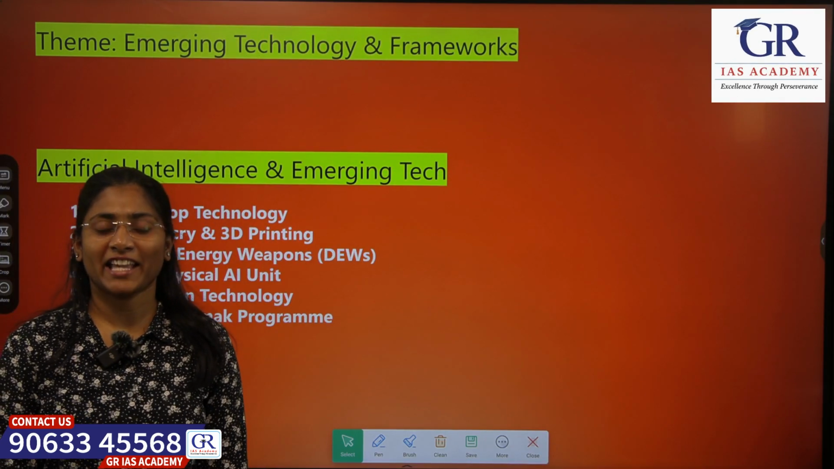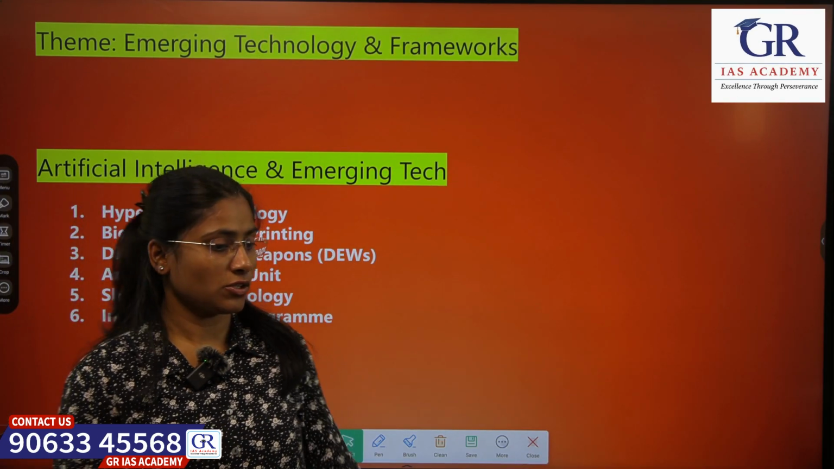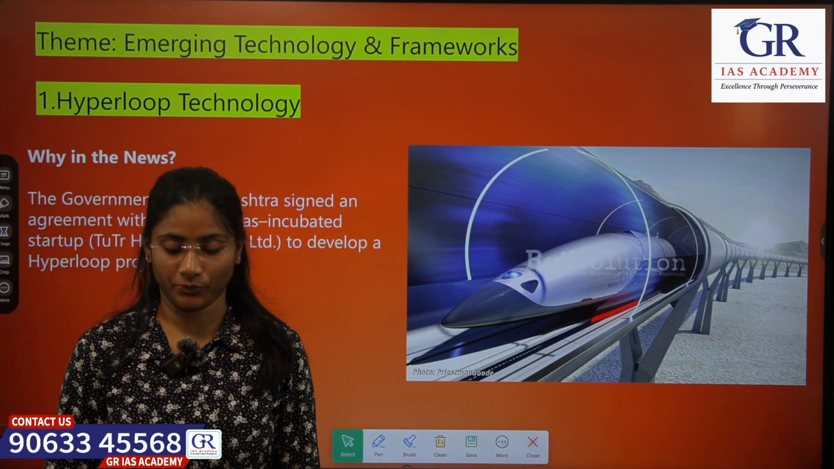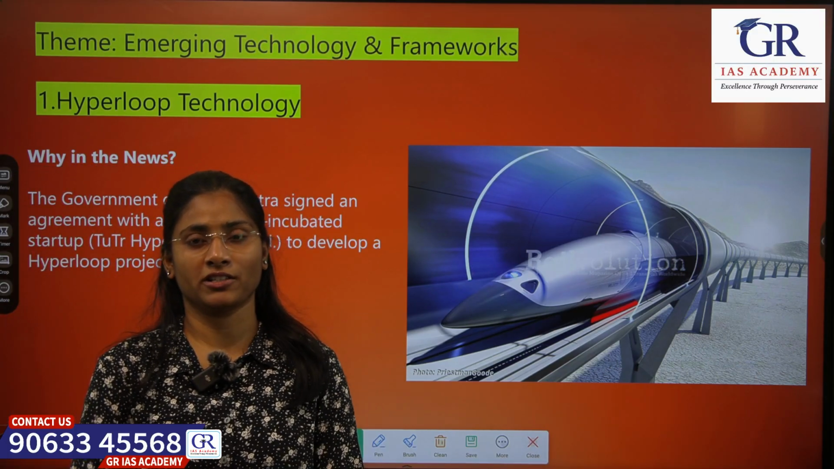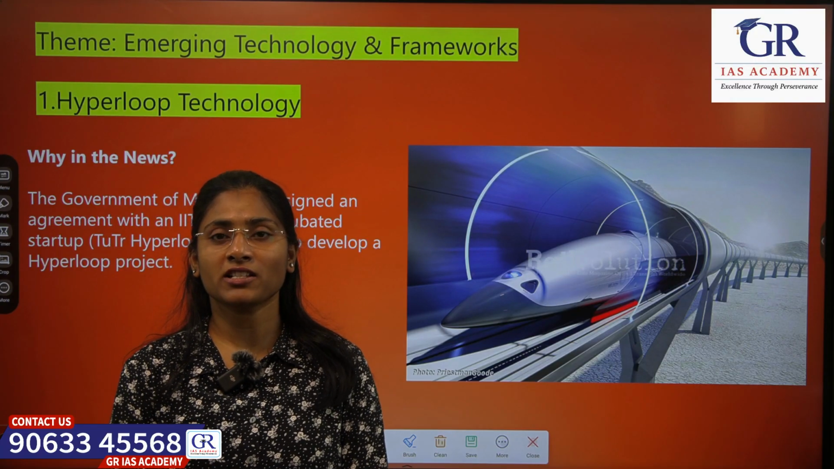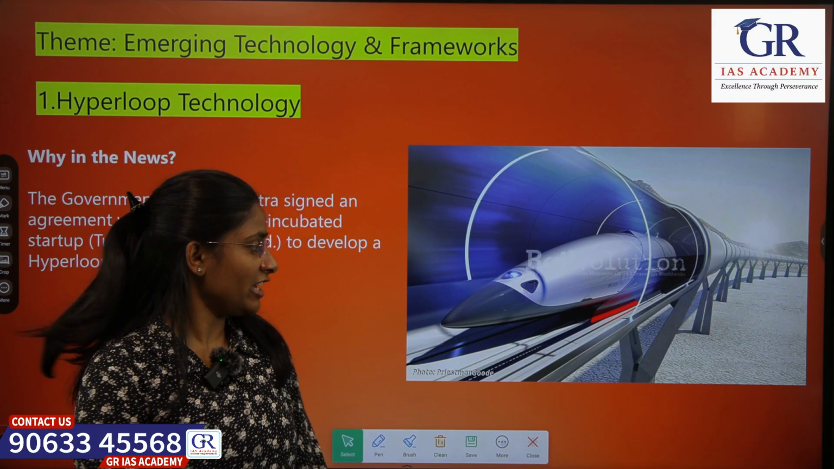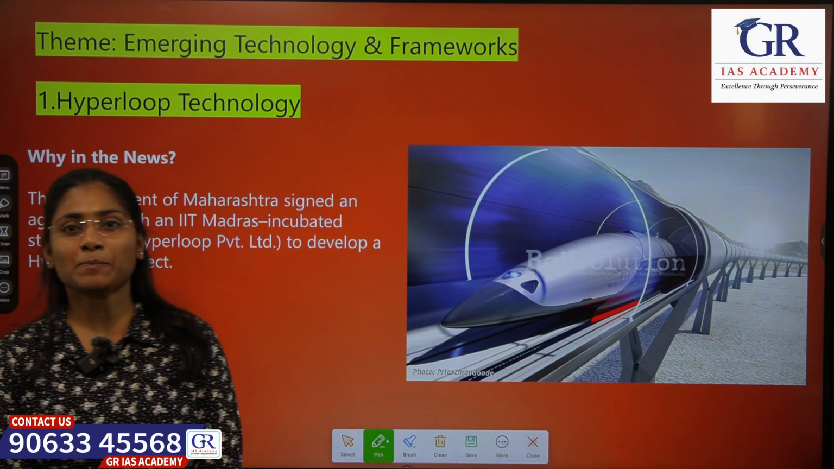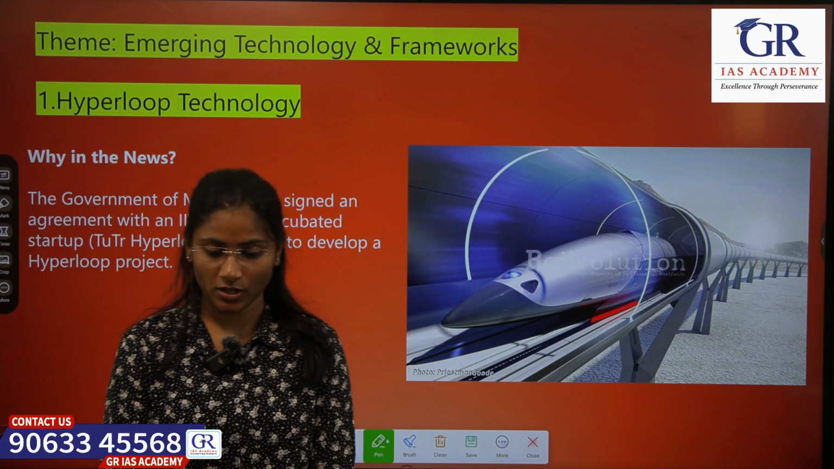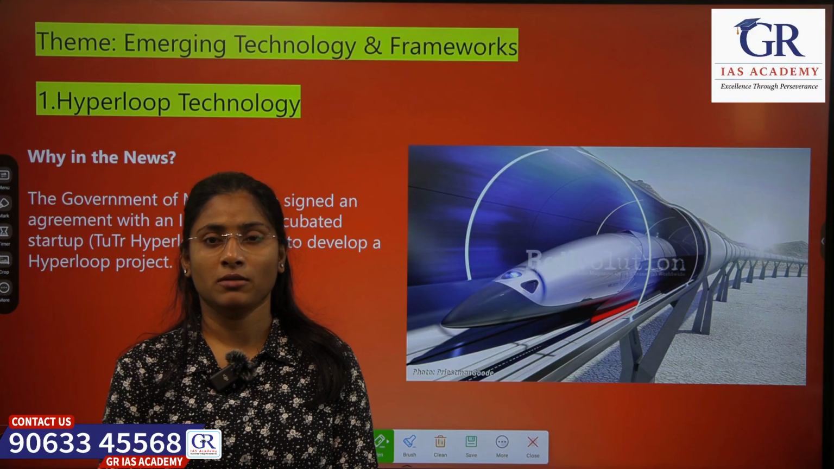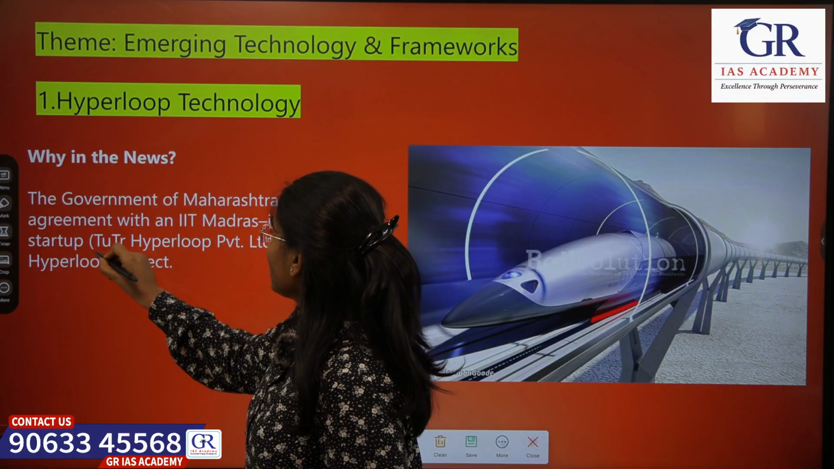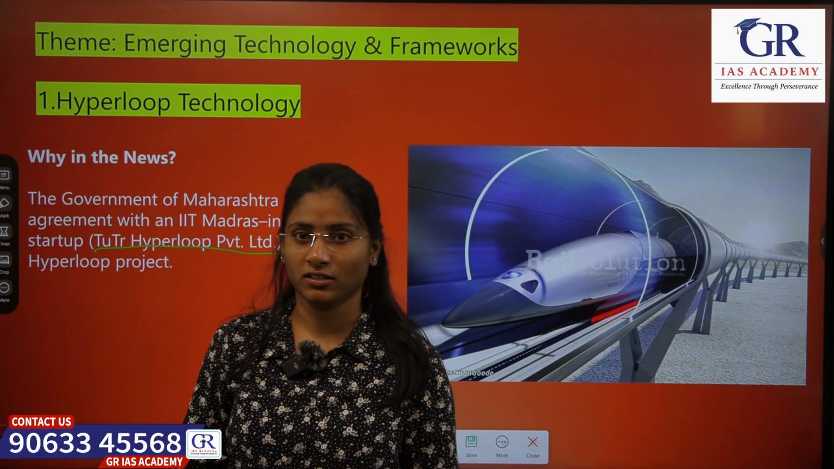Today our theme is AI and emerging tech. So, our first topic is Hyperloop technology. What is Hyperloop technology? Hyperloop technology uses maglev and linear induction motors to develop high-speed rail. Why is it in news now? Maharashtra government signed an agreement with Tutor Hyperloop Private Limited.